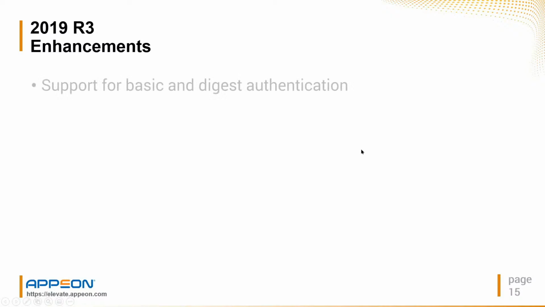Okay, one other enhancement for 2019 R3 is the support for basic and digest authentication. So if the page requires authentication, at least basic and digest, the user will be prompted for credentials. If they enter bad credentials, they'll just be prompted over again to enter the correct credentials. If they enter the correct credentials, then obviously the page would then display.